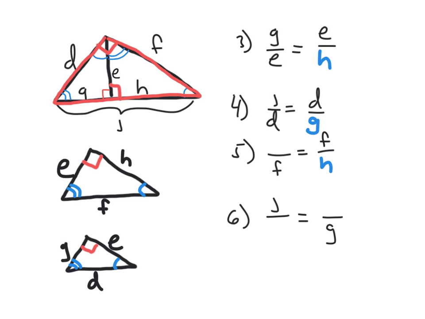Okay, and then looking at, again, now we're looking at the middle one on the bottom. F on the middle one on the bottom corresponds to which side on the big one on top? J.